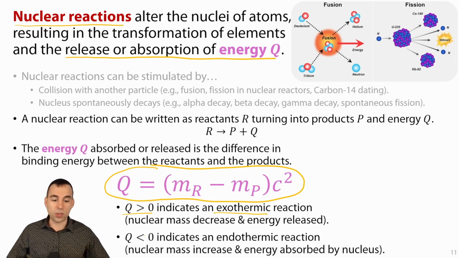it was exothermic. And if Q is a negative number on the right side of this reaction, that would mean that we lost energy to undergo that reaction. Energy was absorbed by the system. This is an endothermic reaction with a negative Q value on the product side.